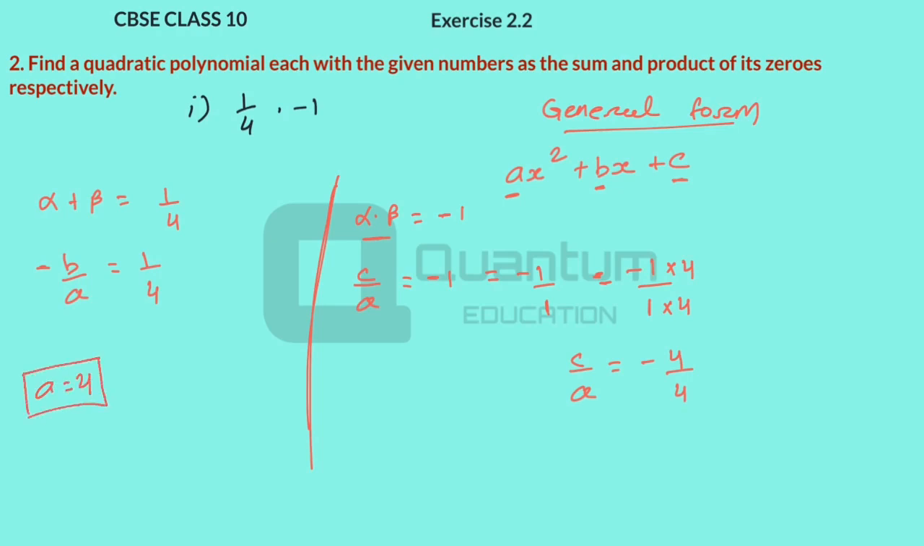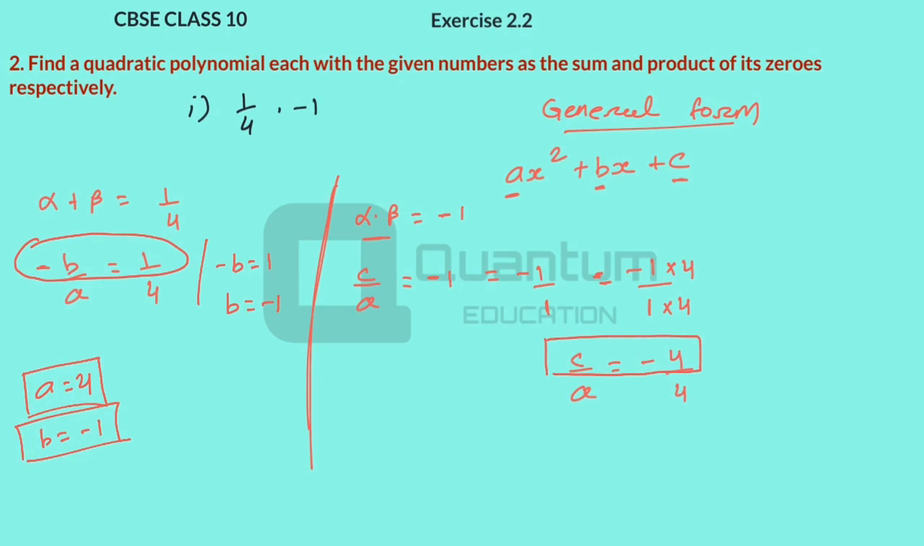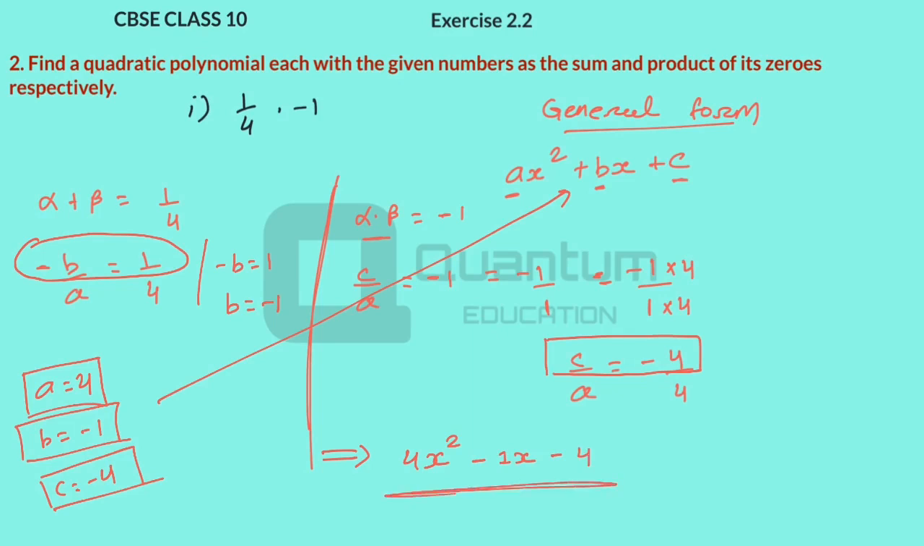Now, as you can see clearly, minus b equals 1, so the value of b is minus 1. Now what about c? c equals minus 4. Now using these values of a, b, c in the general equation, we get a equals 4, so 4x square; the value of b is minus 1, so minus 1x; the value of c is minus 4. So this is the required quadratic polynomial.